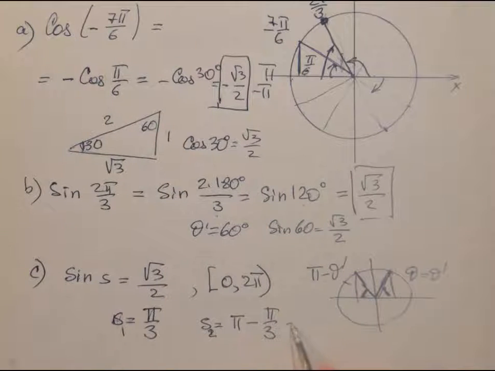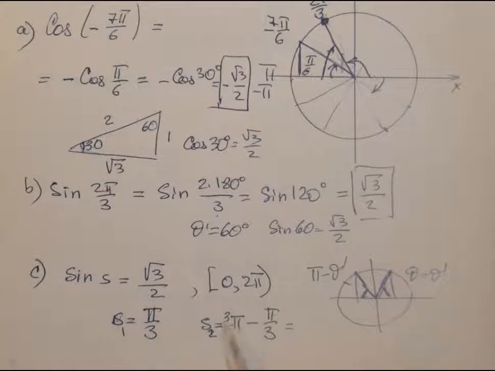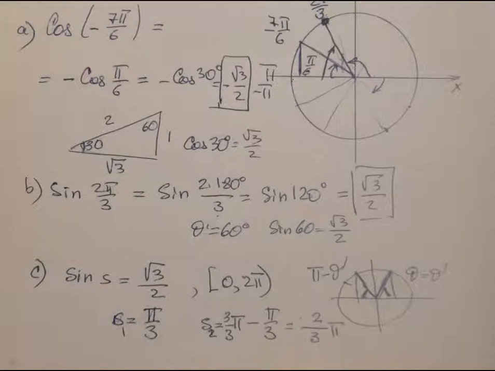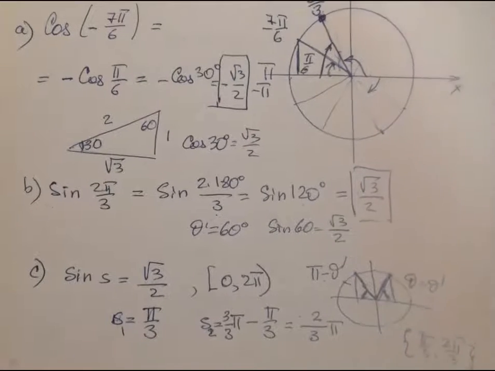So pi minus pi over 3. Let us represent pi as 3 over 3 times pi. 3 over 3 is 1, so we can multiply by this number. So we have two numbers with the same denominator, 3. 3 minus 1 is 2, so 2 pi over 3. So the solution set is pi over 3 and 2 pi over 3. Don't forget that we always have two angles with the same trigonometric function value.